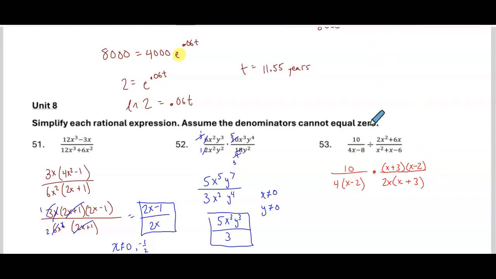And then look for some canceling. So x plus 3 can go, x minus 2 can go, and I have 10 over 8x. 10 and 8 reduced by 2, so it's 5 over 4x.